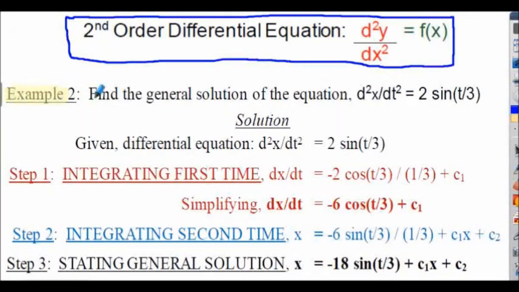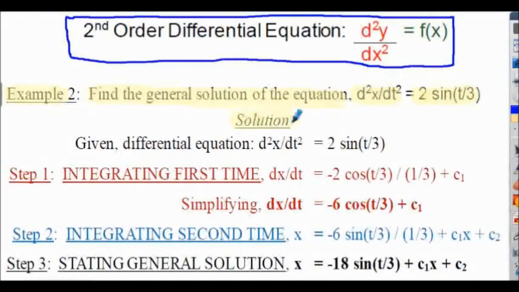Example 2 has us find again the general solution of the equation d2x by dt squared is equal to 2 multiplied by the sine of t divided by 3. Notice the variables are changing here just to acclimatize you to the type of variables you might consider in various solutions, but it's still of the generic form d2y by dx squared equals a function of x.